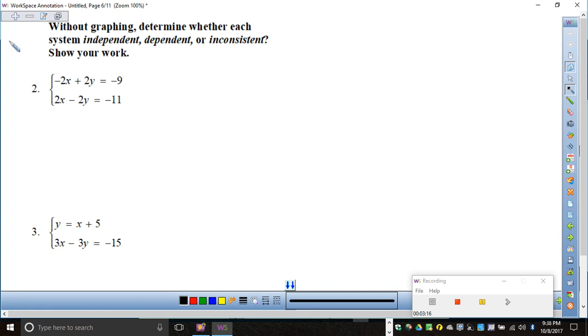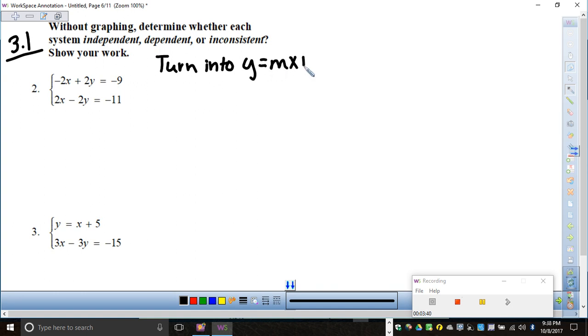All right, the next two problems we also talked about in 3.1. So we want to determine if they are independent, dependent, or inconsistent. So we can always do a little bit of work with our equations. We could turn them into slope-intercept form to compare the slopes to see if they're parallel, to just compare them in general to see if they're the same line, or we could be able to tell if they are different lines. So let's look at the first equation here.